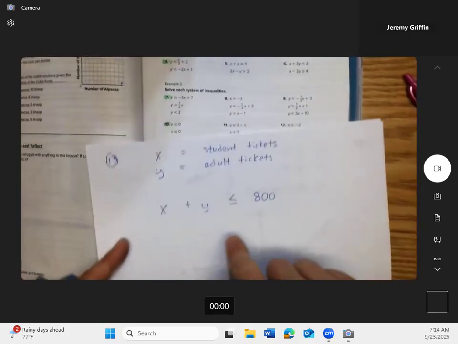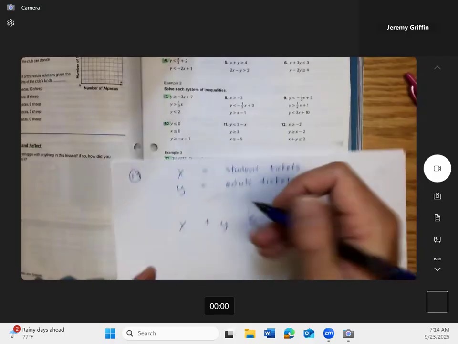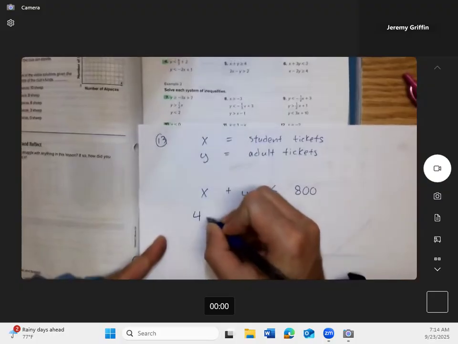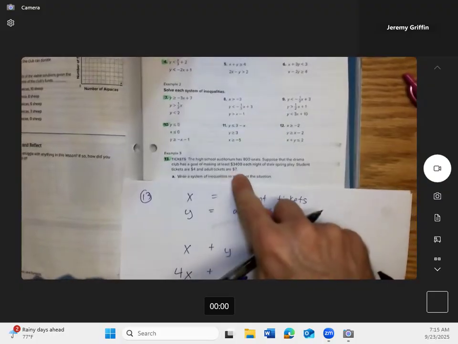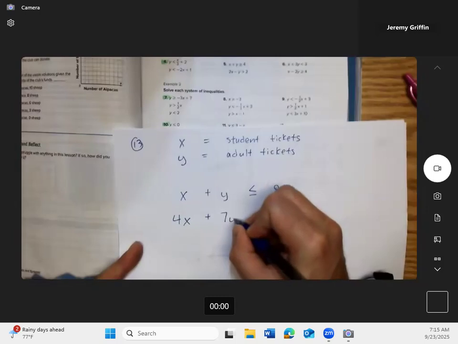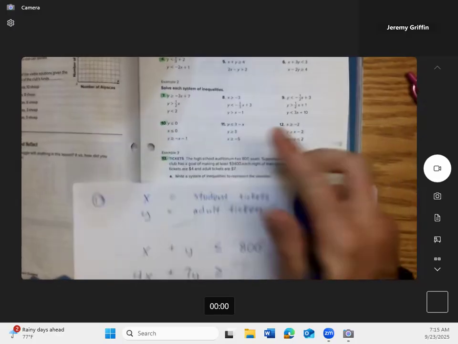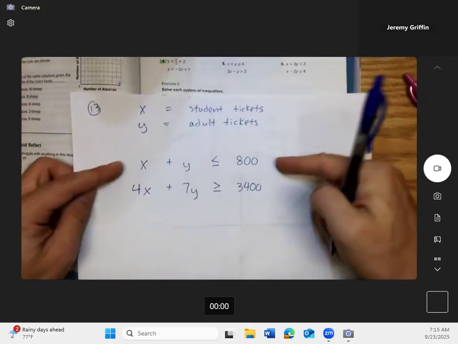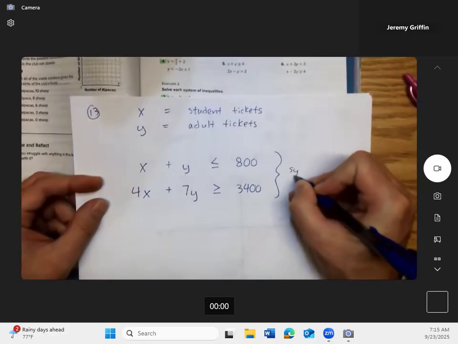Also, in terms of the prices, it's $4 a student ticket, so $4 a student ticket times the number of student tickets, now that represents some number of dollars, plus then $7 an adult ticket times the number of adult tickets, again, some number of dollars. They would like that to be greater than or equal to $3,400. So the top equation is in terms of number of tickets. The bottom equation is in terms of number of dollars. So there's my system.